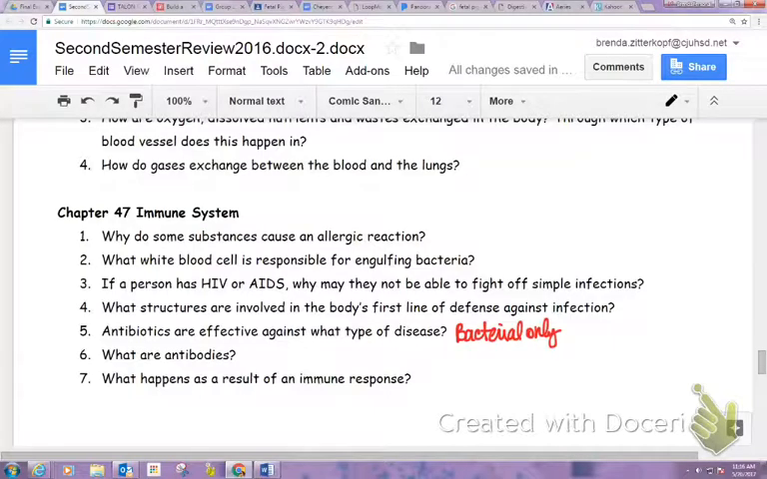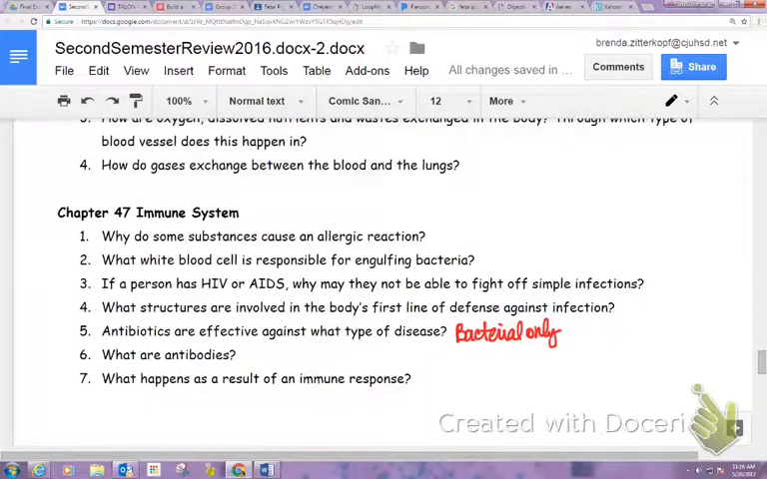Okay? Any questions? Yeah. Every time we go to the doctor, they usually just give us antibiotics, but sometimes they don't tell us if it's a viral or bacterial infection, they just give it to us? Yes. That's a misuse of antibiotics.